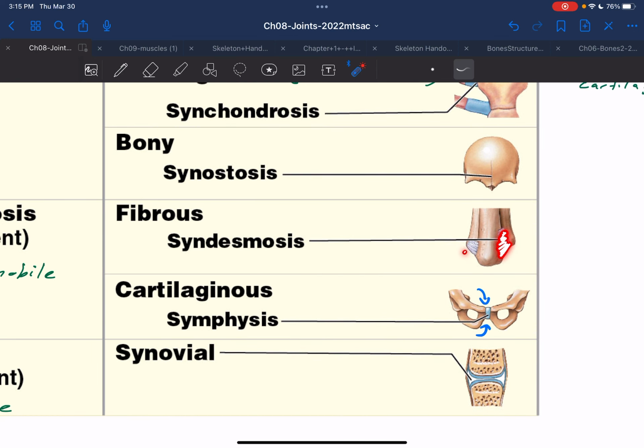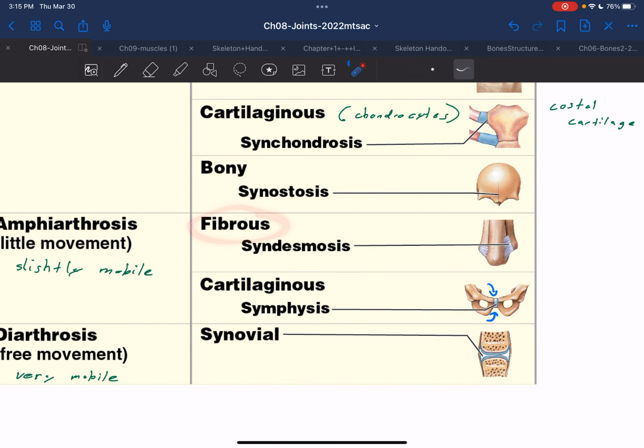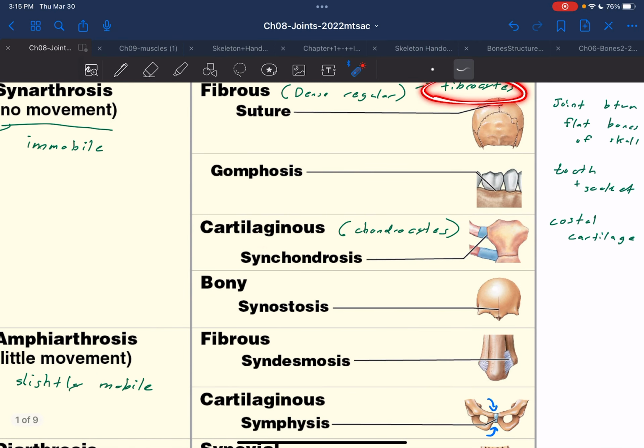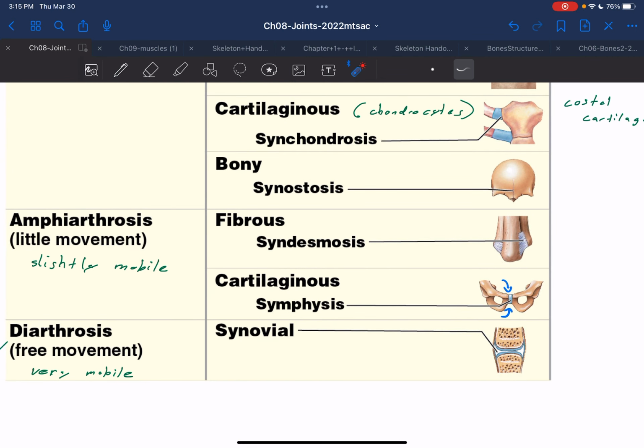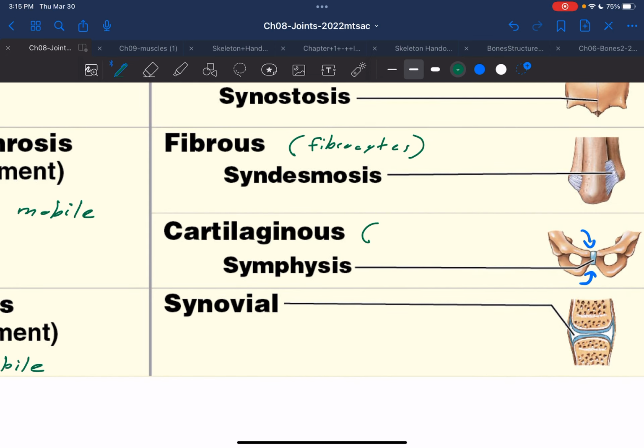And so you can see the joints that keep them together are going to be made out of fibrous tissue, or they're going to be made by fibrocytes. Same concept. It's just that they're made out of different cells. The fibrocytes make this. And once more, our cartilaginous ones are going to be made by our chondrocytes.